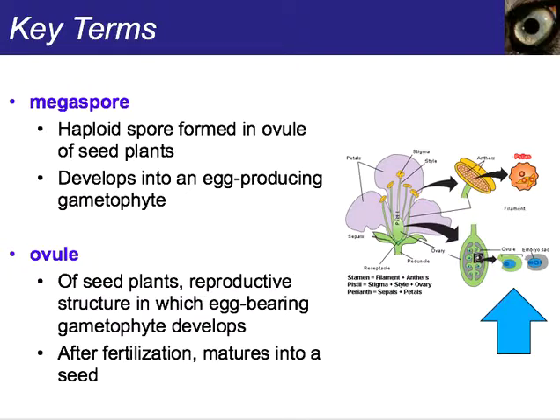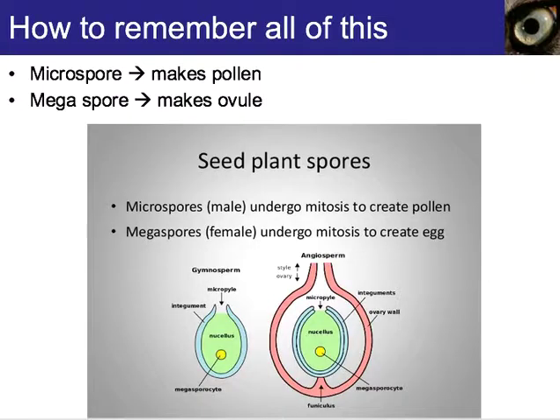So plants usually have both megaspores and microspores. Microspores make sperm or pollen, and think of it this way: sperm is smaller than eggs. Megaspores are what are going to make the ovule or egg of the female plant. So microspores make pollen and megaspores make the eggs of the plant.